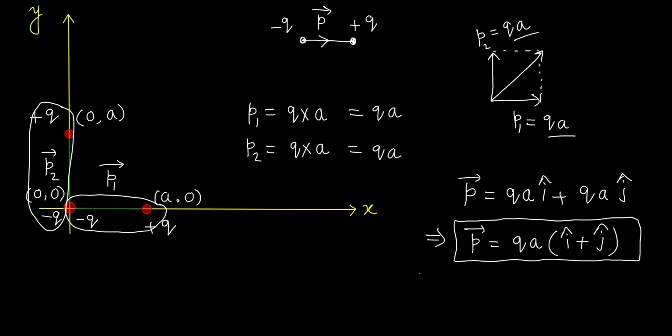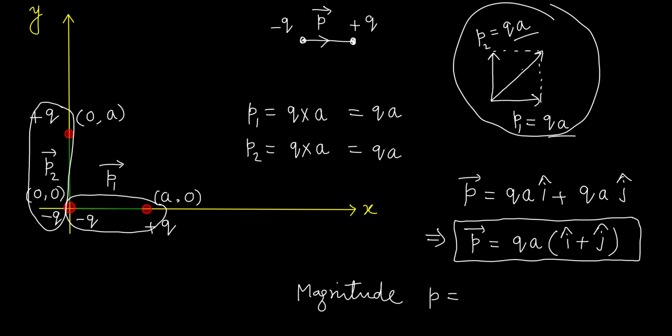And suppose you want to write the magnitude separately. The magnitude of the total vector p can be written as follows. From this diagram you can see that both sides are equal, so the hypotenuse will be the square root of the base squared plus the perpendicular squared. So the magnitude will be the square root of (qa) squared plus (qa) squared, and this will be qa root 2, right? Square root of 2 times q into a.